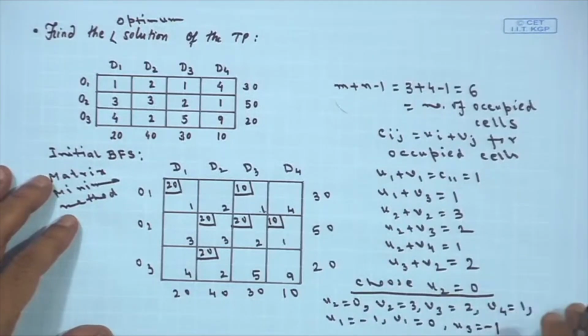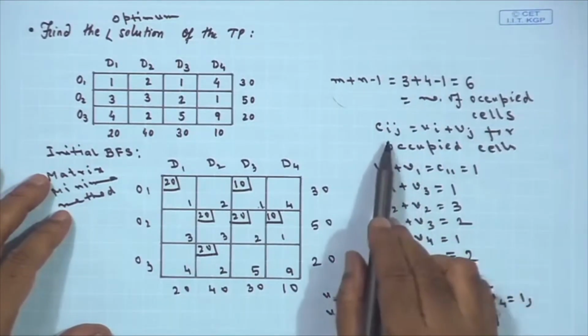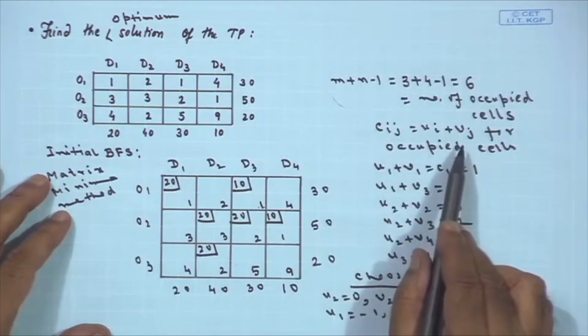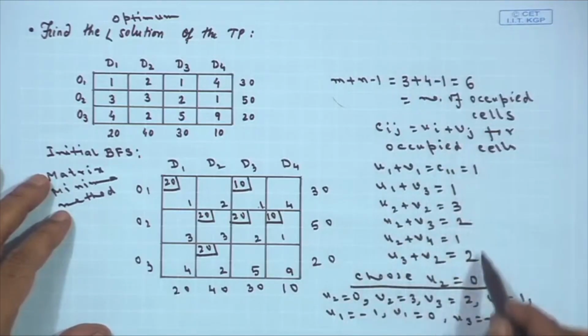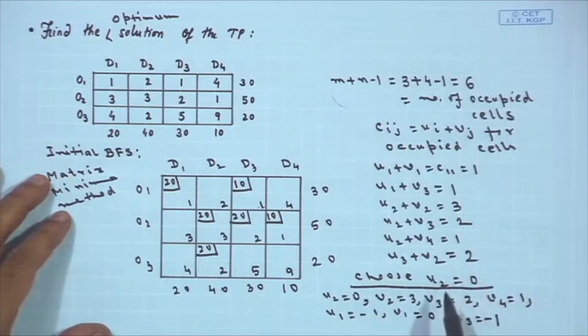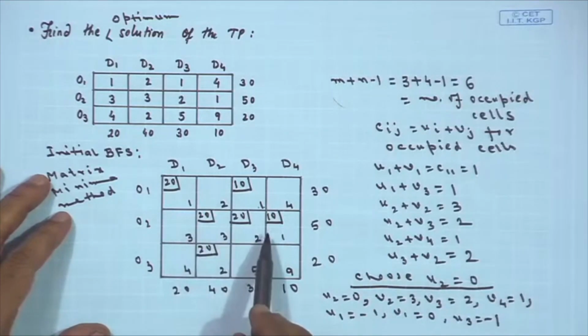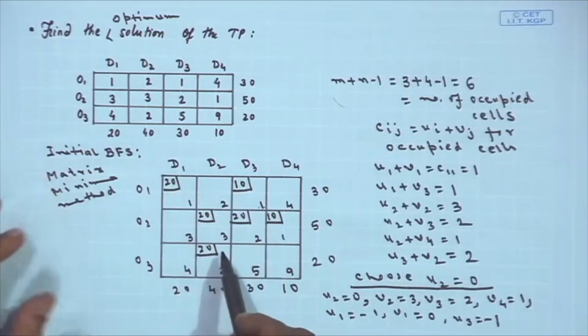So, please note that by considering Cij equals Ui plus Vj for occupied cells, I am forming the equations. I will choose one variable arbitrarily as 0, otherwise I can't determine the values of the other variables. What am I choosing? The row which has the maximum number of allocations.